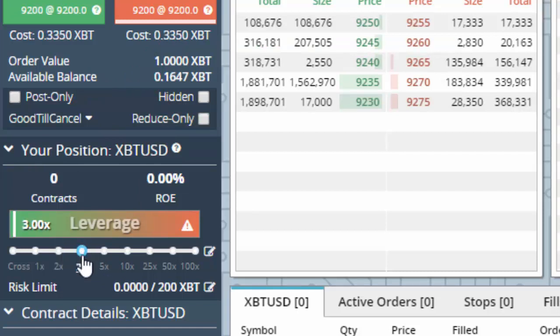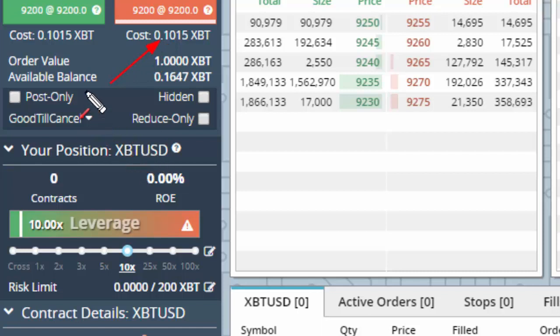So I'm just going to keep moving this, and you'll see now it's a third, and then we go to 5 times. You can see it's a fifth of the margin required. But as soon as I go to 10 times, you will see that this is now 10% of the order, or of the margin. And there's the order value there of 1,000.